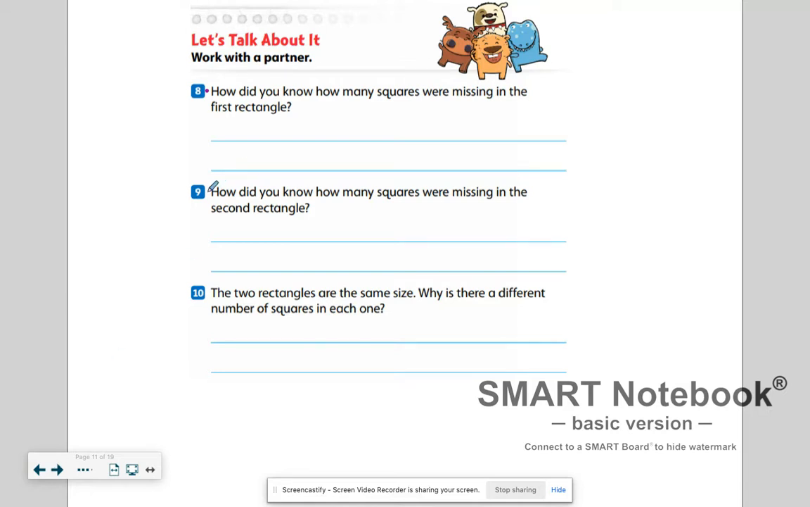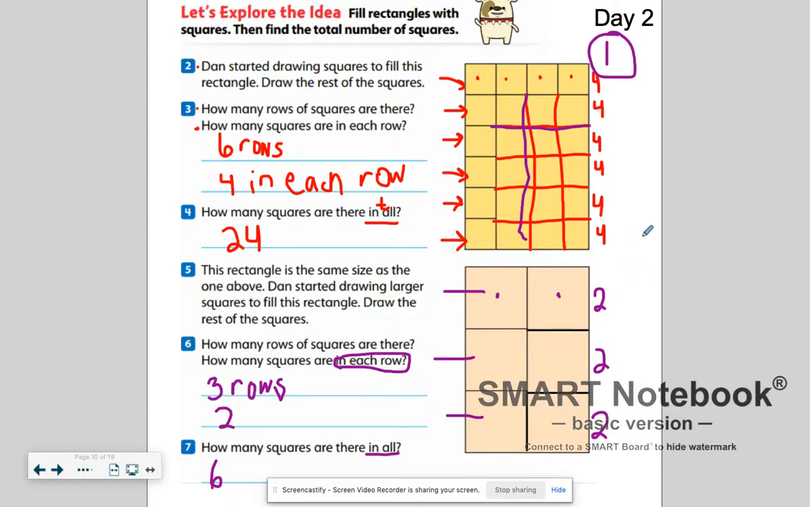All right. Number 9 says, how did you know how many squares were missing in the second rectangle? So same question. Here's the second rectangle right here. So I want you and your partner to talk about how you knew how many squares were missing. All right, Miss Merritt, if you will pause this video.